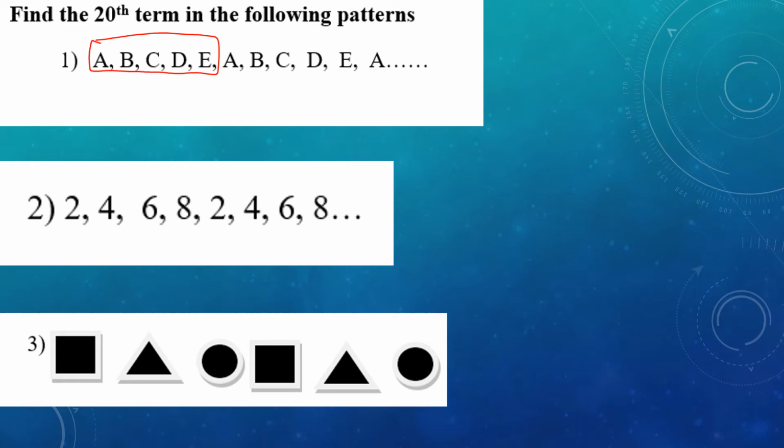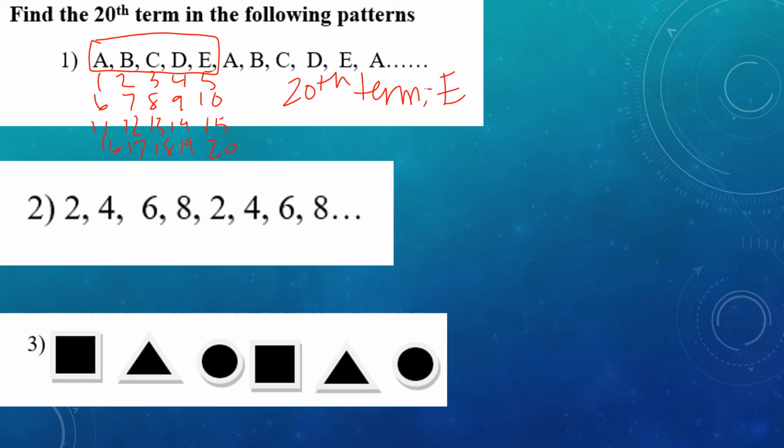Okay, so you can do it the long way and you could say 1, 2, 3, 4, 5, 6, 7, 8, 9, 10, 11, 12, 13, 14, 15, 16, 17, 18, 19, 20. So that would mean the 20th term is E.